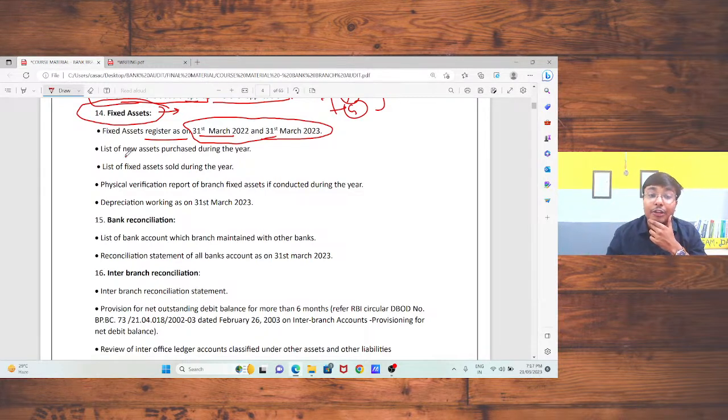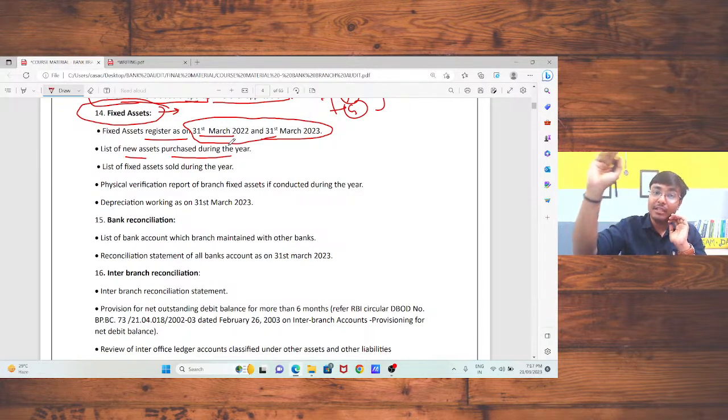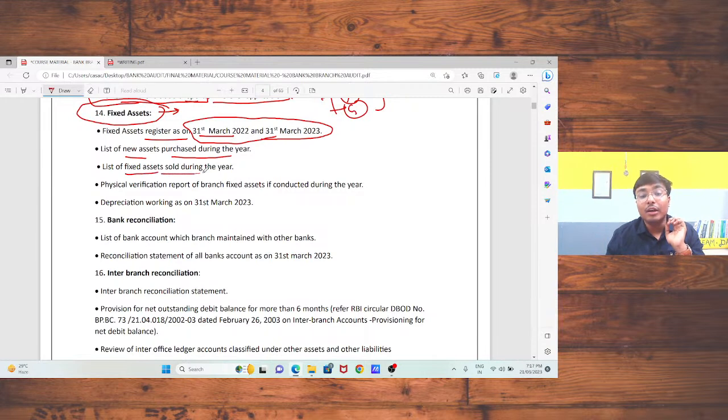List of new assets purchased during the year. If there is any new purchase, then take note of it. Journal approval is required for the purchase of that particular asset. Check that the approval is there, and that the bills were submitted to zonal. What did you do for the input tax credit on that particular purchase? If any fixed asset was sold during the year, you should take care of it and check the same. Who has given the authority to sell those particular assets? We should be very careful about the amount received from that sale.